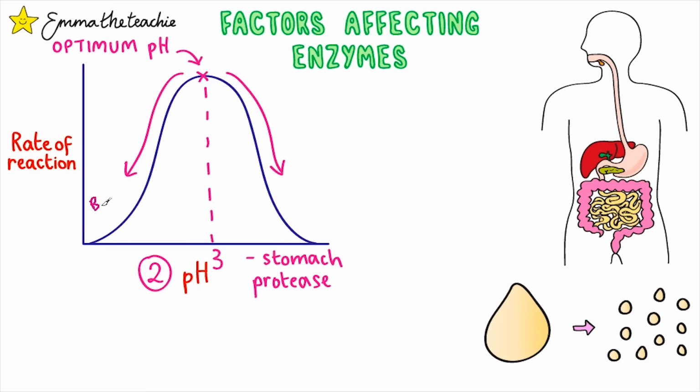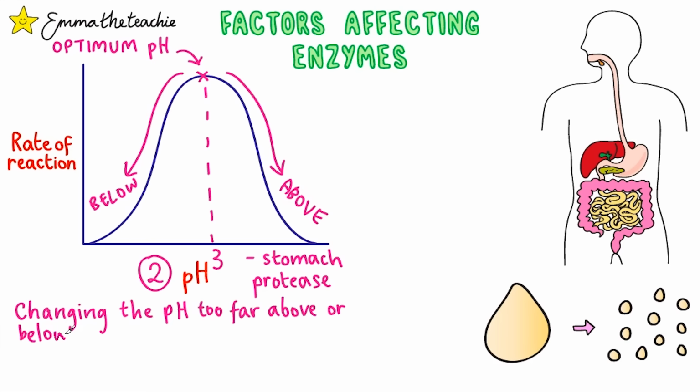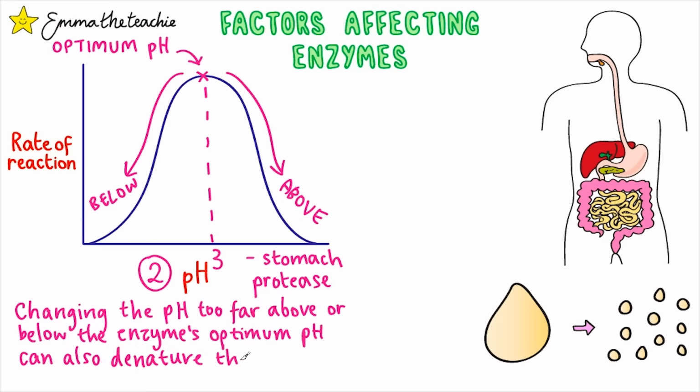Changing the pH too far above or below an enzyme's optimal pH can also denature the enzyme. It does this by changing the shape of its active site. Changing the pH affects the charges on amino acids, and this changes their folding structure. Maintaining the right pH is important for efficient digestion.